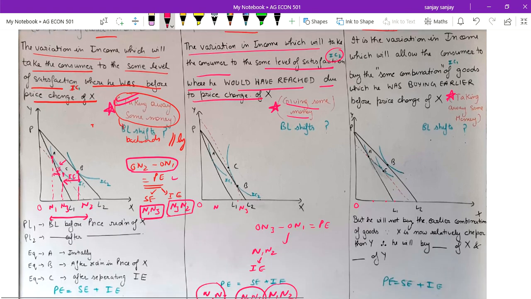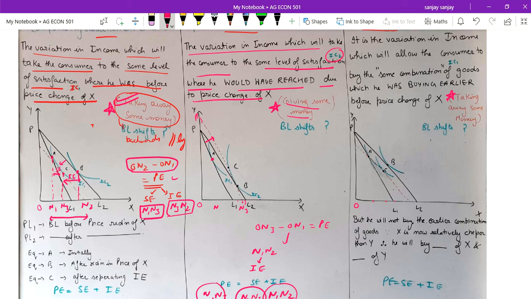Here we are talking about a reduction in the price of X, and due to the reduction in price of X, the quantity of X has increased and his level of satisfaction has also increased. So we are going to give him some money that will take him to that level of satisfaction, that is IC2. When we give him money, in this budget line, he moves from PL1 to, let's say, P3 L3.